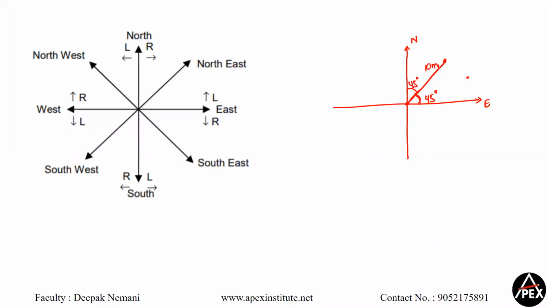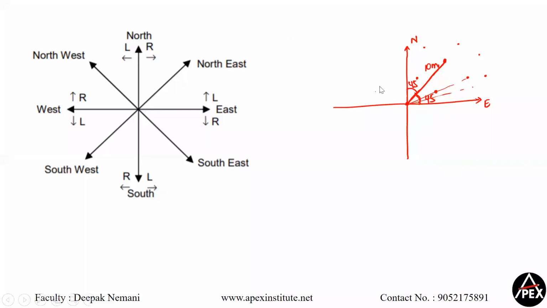If he is traveling in the northeast direction, he should be traveling at an angle of 45 degrees with east and 45 degrees with north. He cannot travel like this or like this. If the question says northeast, you have to consider it this way. And if you find a point anywhere here, then that will be in the northeast direction. Clear? Quick responses.